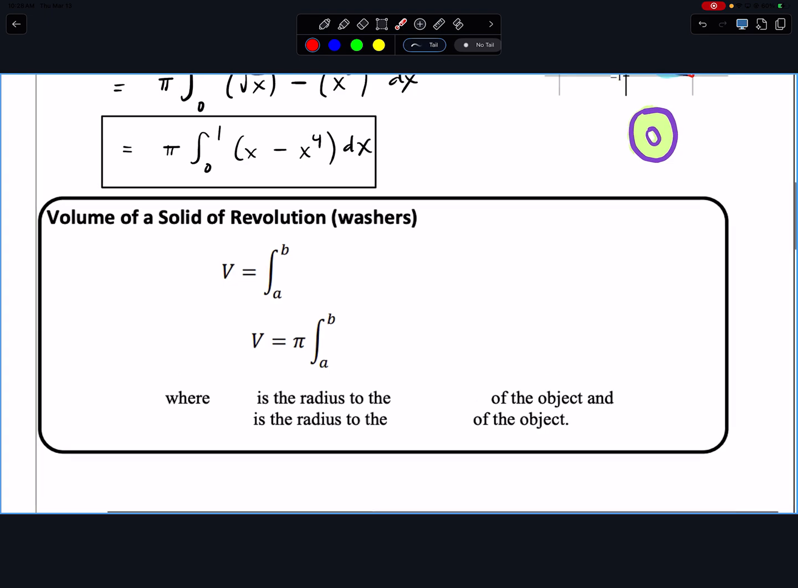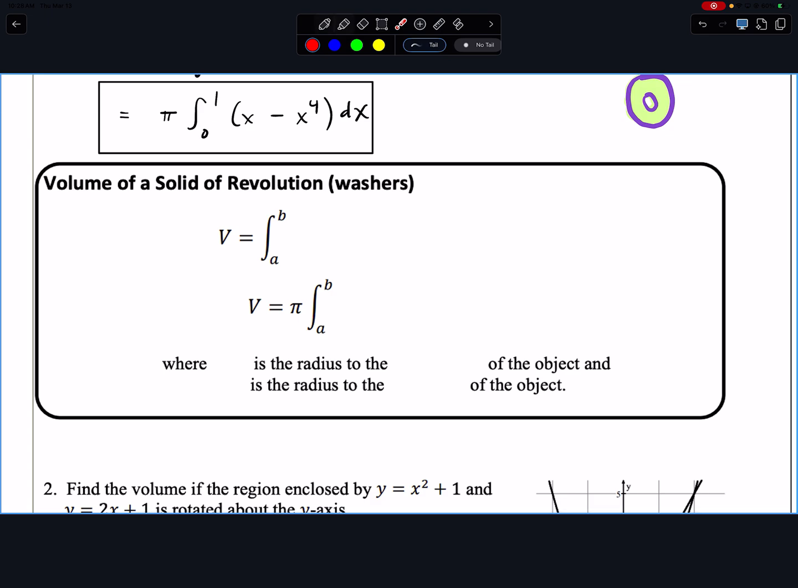So the volume is equal to the integral from A to B of pi times, this is the way that we're going to denote it, the function that's farther away, we're going to call it big R, the big radius, squared dx, minus the integral from A to B of pi times the one that's closer, the smaller radius, squared dx. So does that make sense, guys? Big R and little r.